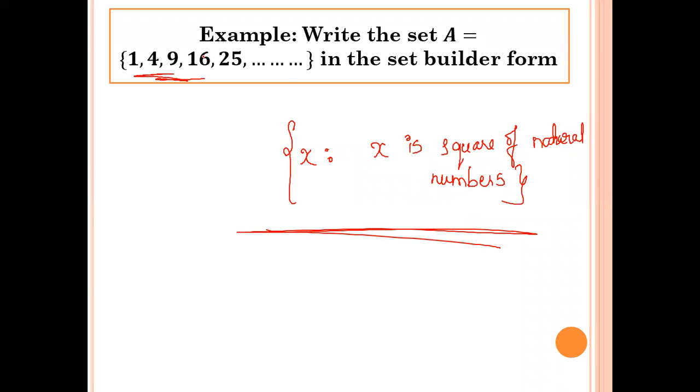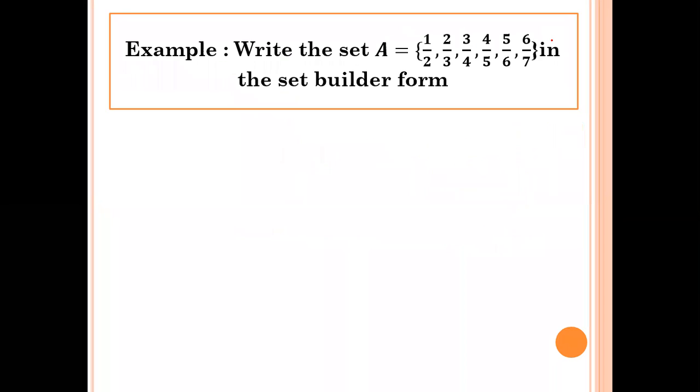Why? What is 1? 1 is 1 square. Natural numbers start from 1, 2, 3, 4 and it goes on. 1 square is 1, then 2 square is 4, 3 square is 9, 4 square is 16, 5 square is 25. So what is happening with respect to this set? The elements are in the form x such that x is a square of the natural numbers. Is this clear, students? Okay, can we continue? Yes, okay.